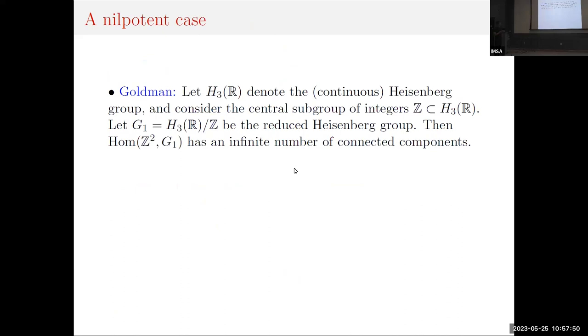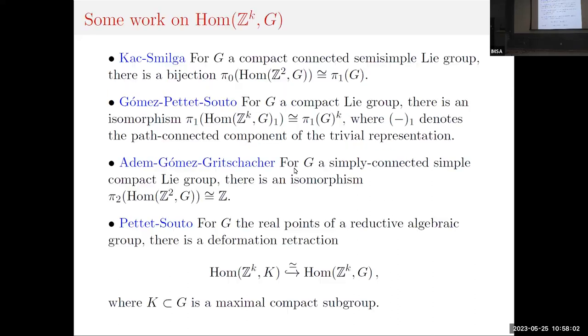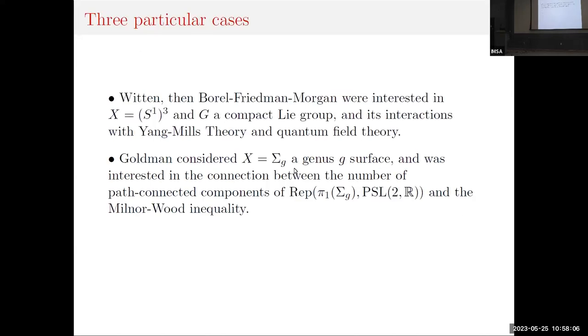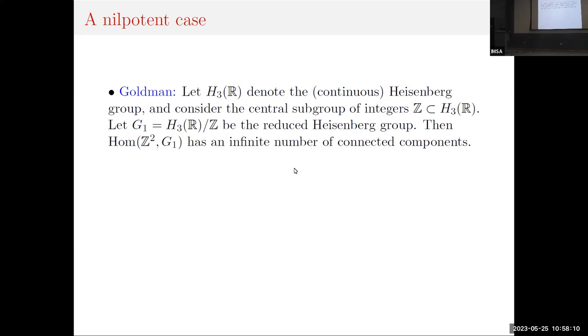Okay, and this is an example that Goldman noted. So if you consider the Heisenberg group, the 3 by 3 matrices with ones on the diagonal and zero elsewhere besides the upper triangular entries. This is a nilpotent group of class 2. And that should be the first example you can look at where Pettet and Souto's result does not work. But this was way before whatever they were doing, this paper of Goldman, where he was looking at other kinds of things.